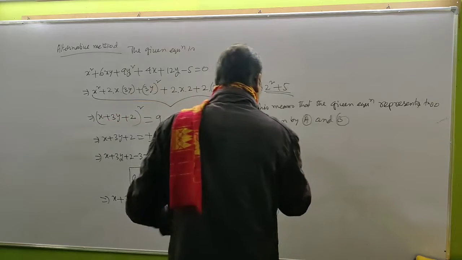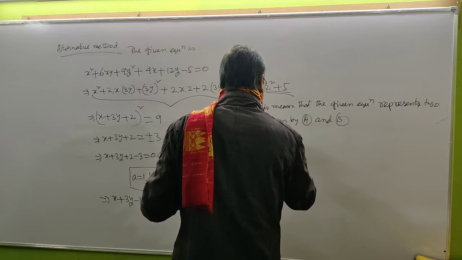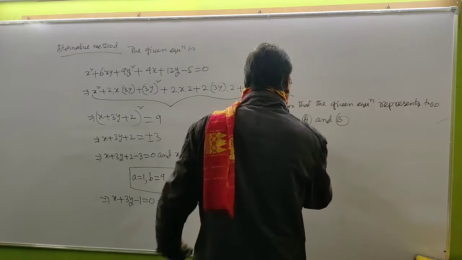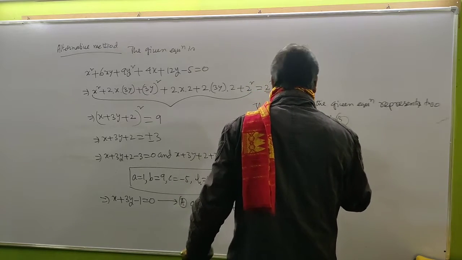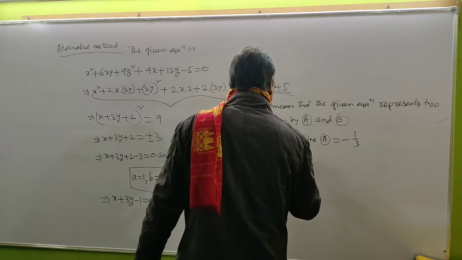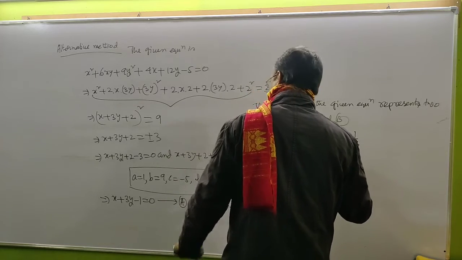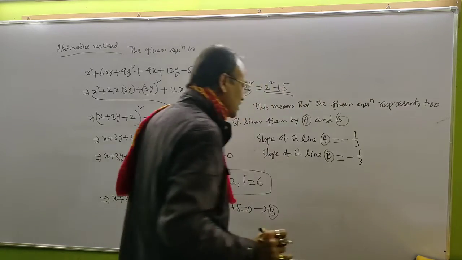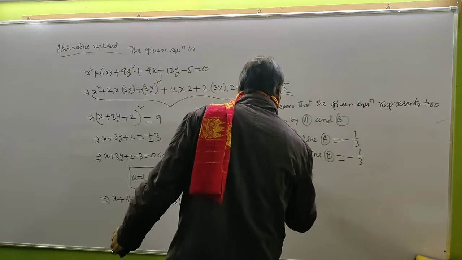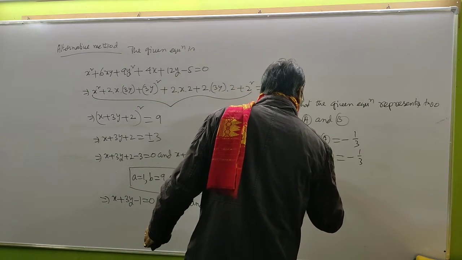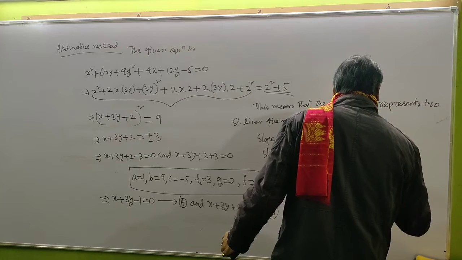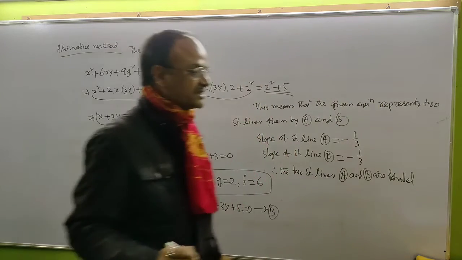Now, the slope of the straight line A is equal to minus 1 by 3. The slope of the straight line B is equal to minus 1 by 3. Therefore, the two straight lines A and B are parallel.